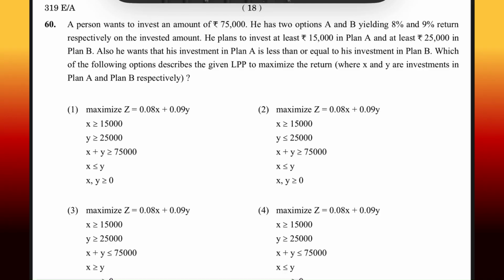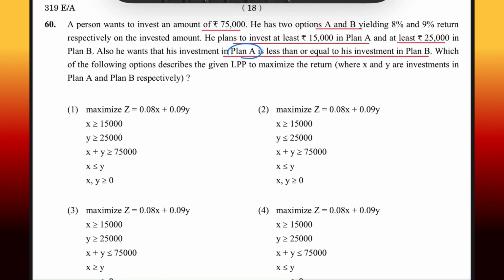A person wants to invest an amount. Here you have an amount of 75,000. You have two options, which give you 8% and 9% return. He plans to invest at least 15,000 in A and at least 25,000 in B. He wants his investment in plan A to be less than or equal to plan B. Which of the following describes this best, where X and Y are the investments in plan A and plan B?